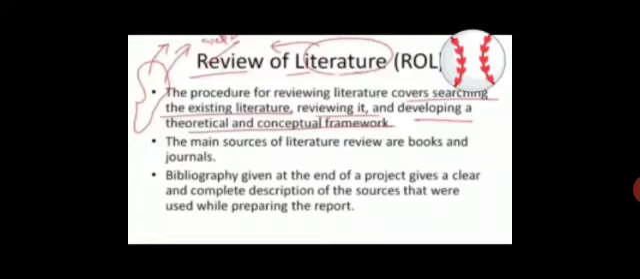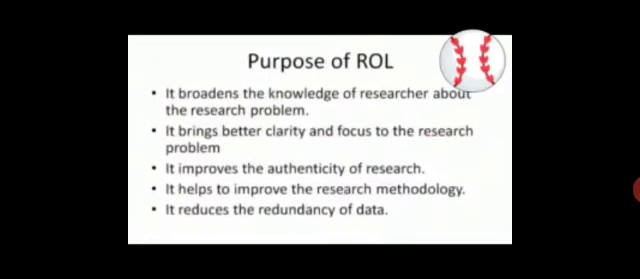When you are writing your dissertation, when you are writing your thesis, you need lots of information from other researchers. You review the literature which is already existing, the already conducted research. And at the end of your thesis, at the end of your dissertation, you have to write the bibliography in which you give references of the books and journals.